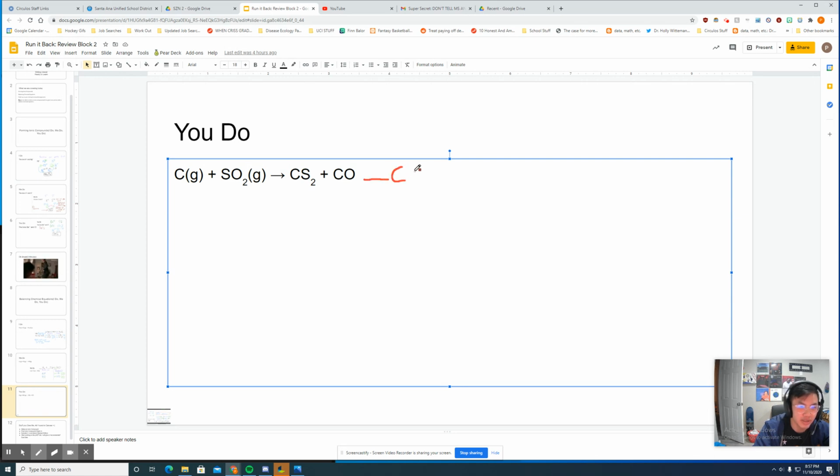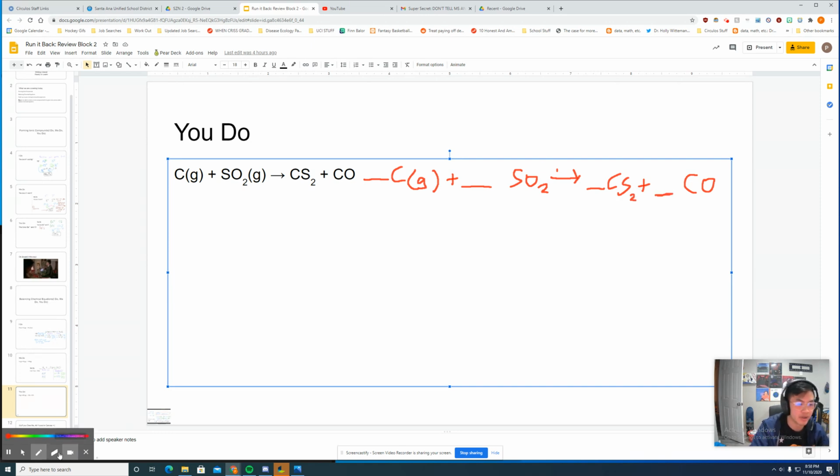So I'm gonna redraw this right here. So that's gas plus carbon plus SO2. I'm just gonna skip the letters, and then you have CS plus capital CO. Okay, so that's CS2.